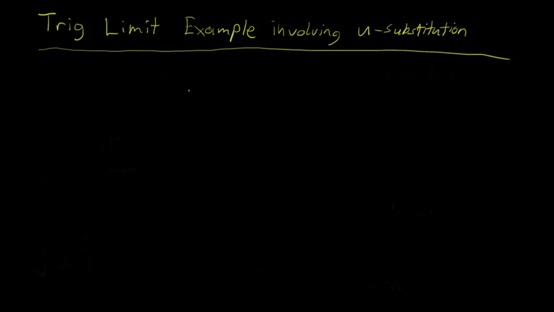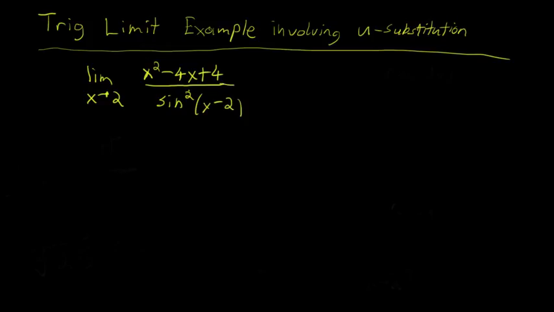In this video, we're going to go over another trig limit example, and this one's going to involve U-substitution. So, we're interested in finding the limit as x tends to 2 of x squared minus 4x plus 4 divided by sine squared of x minus 2. Now, hopefully you remember that sine squared of x minus 2 is the same thing as sine of x minus 2, the quantity squared, the entire thing squared.